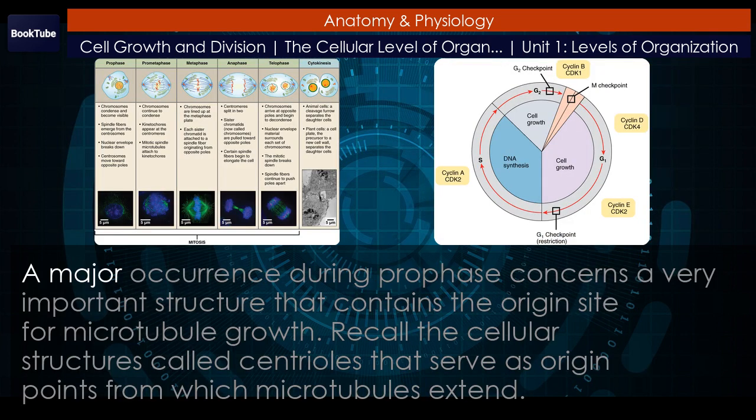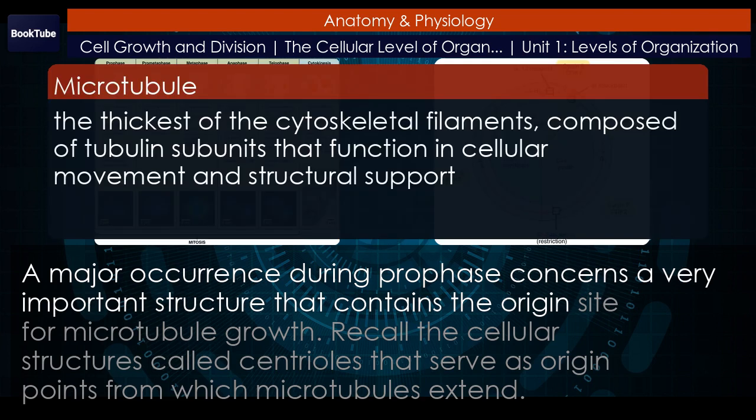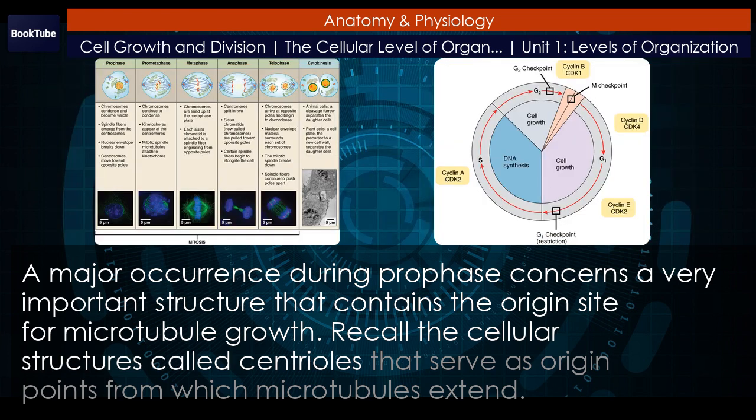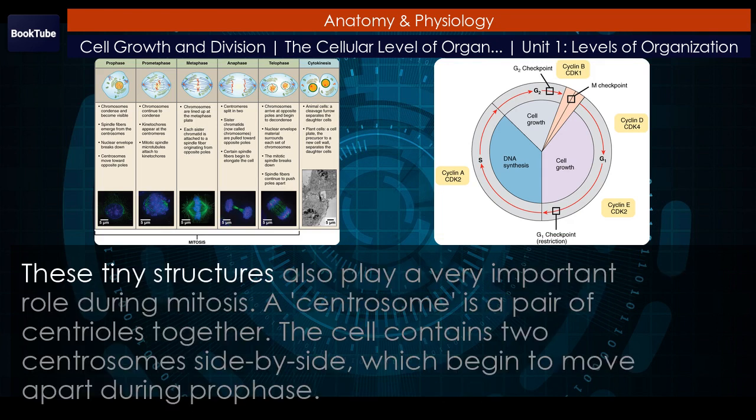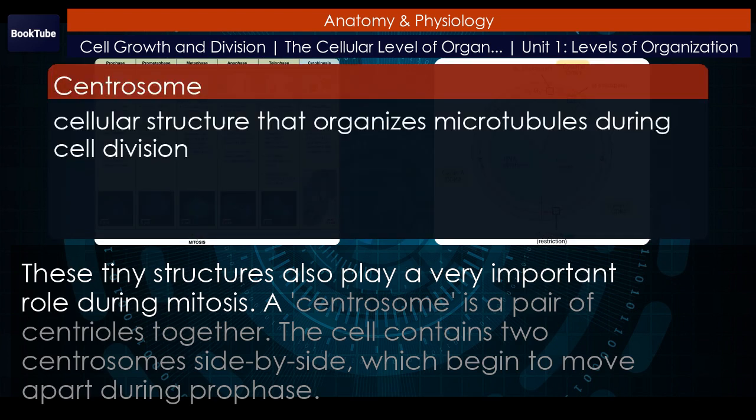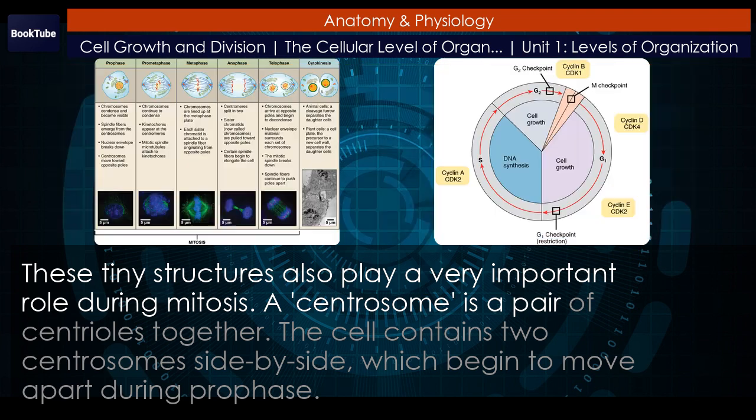A major occurrence during prophase concerns a very important structure that contains the origin site for microtubule growth. Recall the cellular structures called centrioles that serve as origin points from which microtubules extend. These tiny structures also play a very important role during mitosis. A centrosome is a pair of centrioles together. The cell contains two centrosomes side by side, which begin to move apart during prophase.